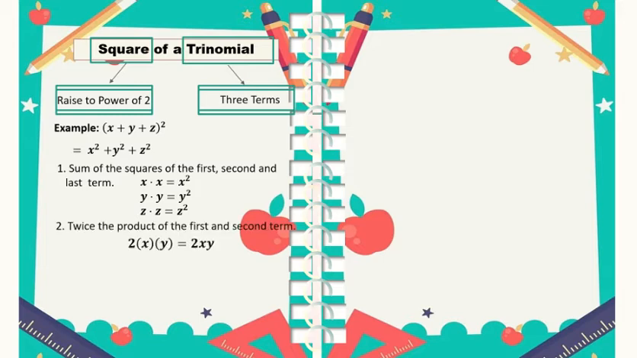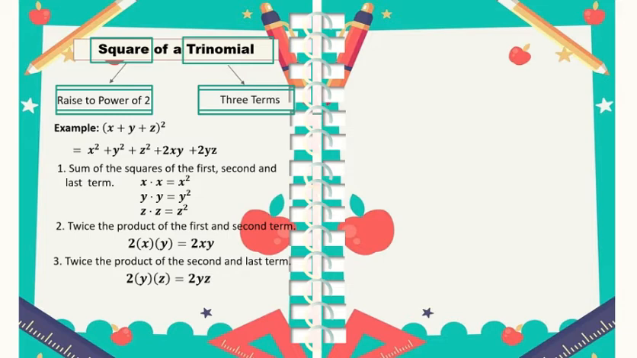Step 2. Twice the product of the first and second term. So here, our first term is x, second term is y. Multiply by 2, we have positive 2xy. Step 3. Twice the product of the second and last term. Our second term here is y, last term is z, multiply by 2 to get positive 2yz.